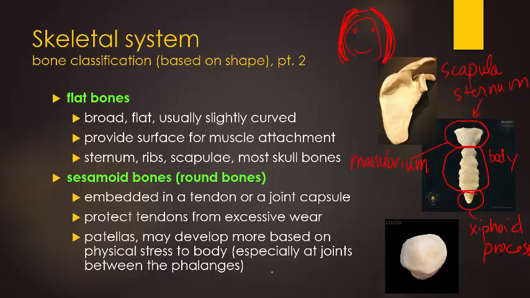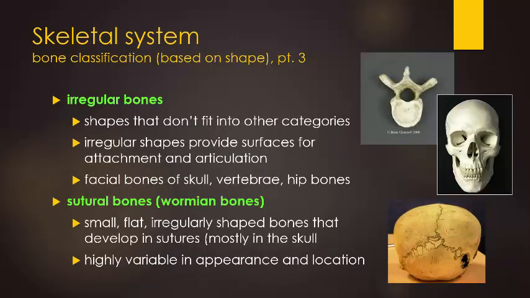And the patella is the only round bone that's found in any human's body, but more round bones regularly develop, especially at the joints between the phalanges. We see round bones there, and they're usually in response to some sort of physical stress to the body. So as those tendons begin to abrade, a bone will develop in that location and help to provide a smoother surface for the tendon to ride against. So flat bones and round bones, the sesamoid bones.